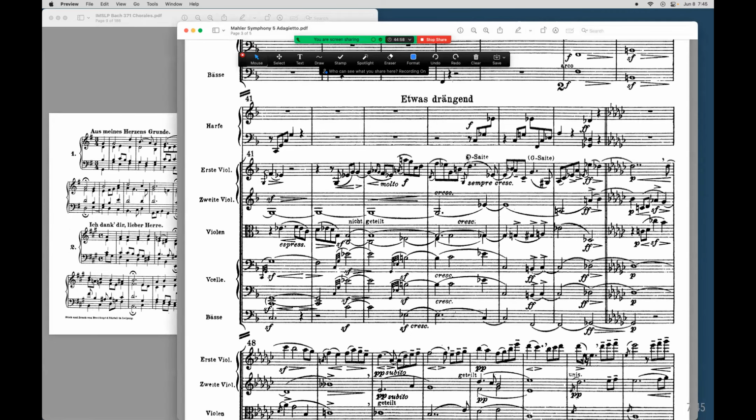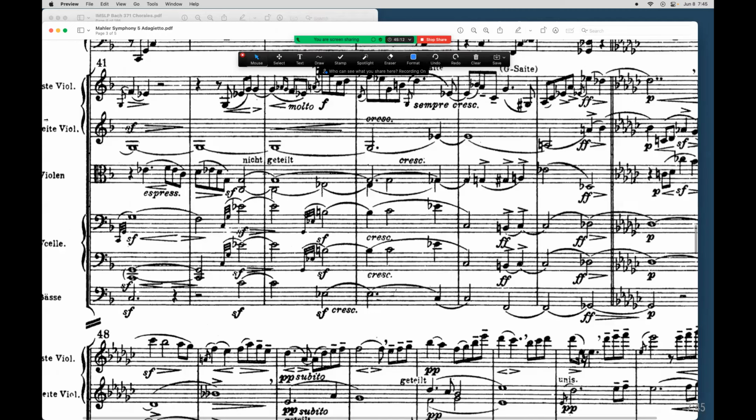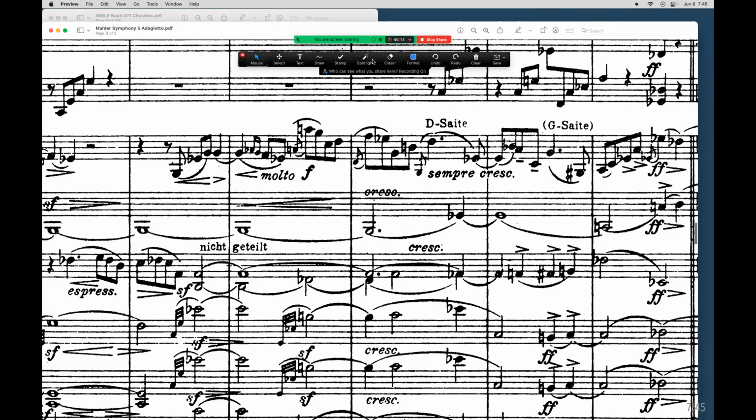You see over here where in the first violin it says D Seite and G Seite. So D string, G string, right? So what does this mean? If I'm going to zoom in a little bit just so that I can draw stuff on here. As a string player, my open strings are this one, the G string, this one, the D string, this one, the A string, and this one, the E string.